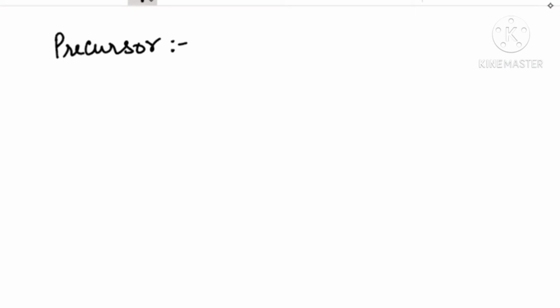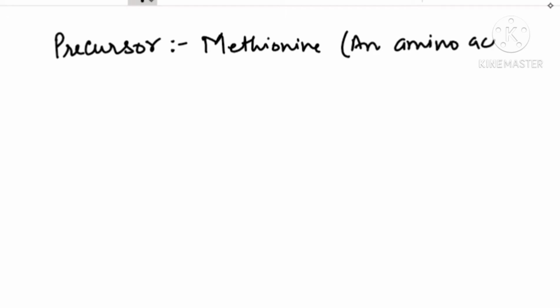The precursor of ethylene is one amino acid, that is methionine. Methionine is an amino acid. This is a sulfur containing amino acid. Okay, and this is the one which is used to prepare the methionine.